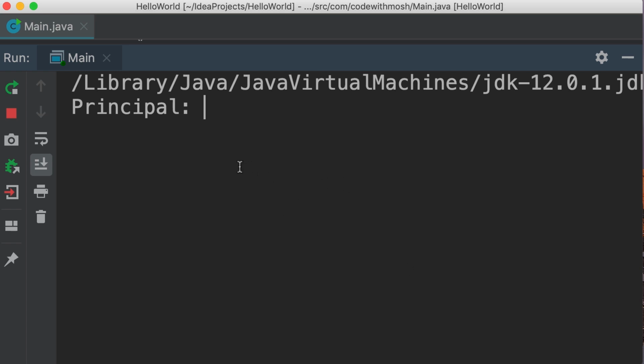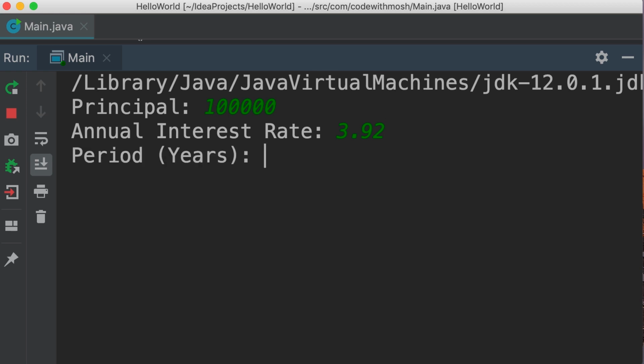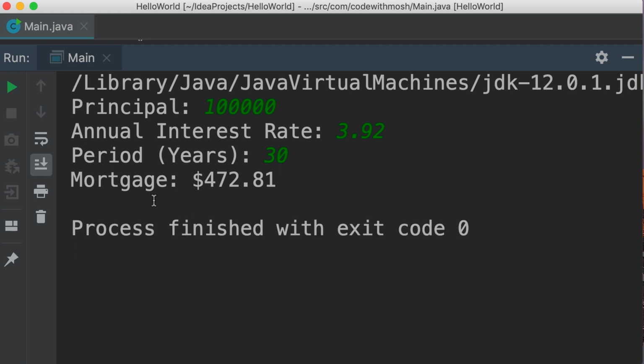The first question is the principal, or the amount of loan we want to get. Let's say $100,000. The second question is the annual interest rate. Let's say 3.92%. And the third question is period in years. Let's say we want to get a loan for 30 years. So this program calculates our monthly payments and displays it as a currency.